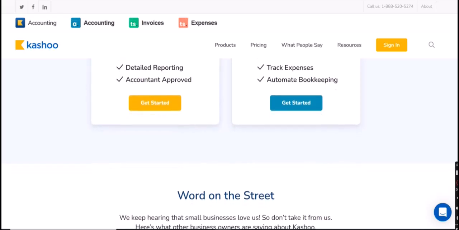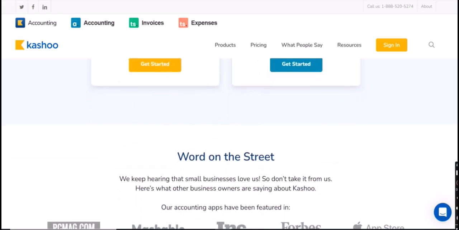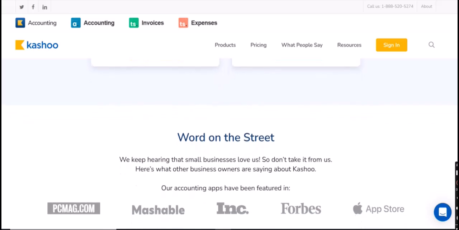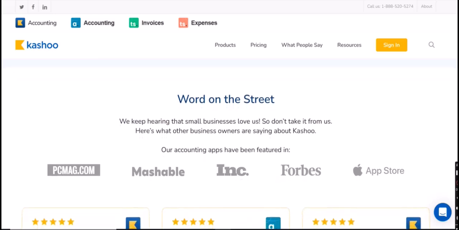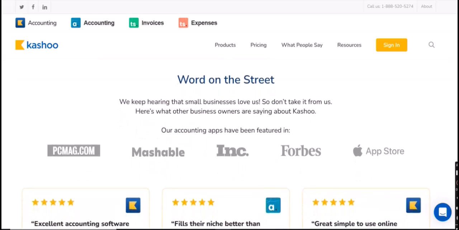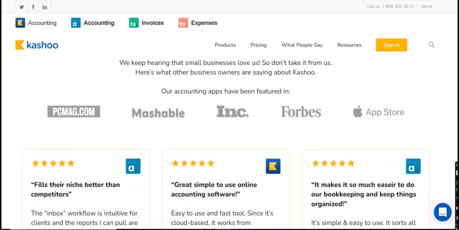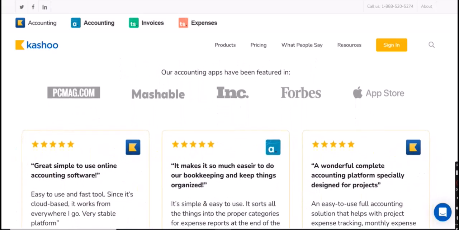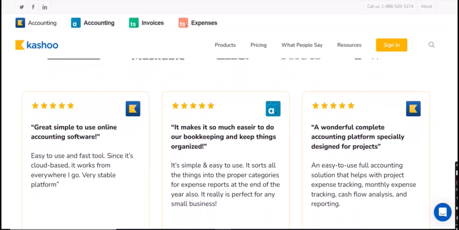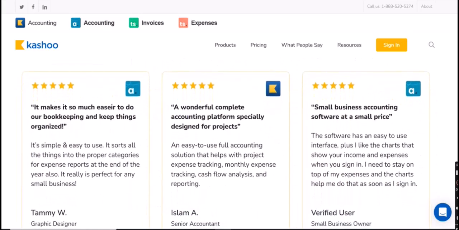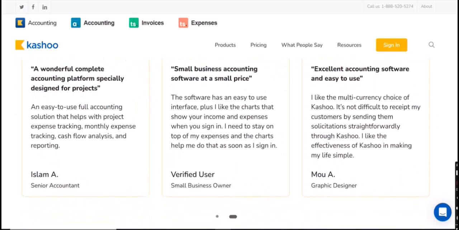What exactly is Kashoo? At its core, Kashoo is an online accounting platform that allows small business owners to manage their finances without needing extensive accounting knowledge. It focuses on simplicity and ease of use, aiming to take the complexity out of tasks like invoicing, expense tracking, and basic reporting. Think of it as a digital ledger and assistant combined, helping you keep tabs on your income and outgoings.